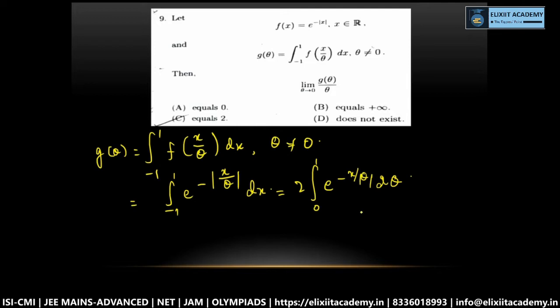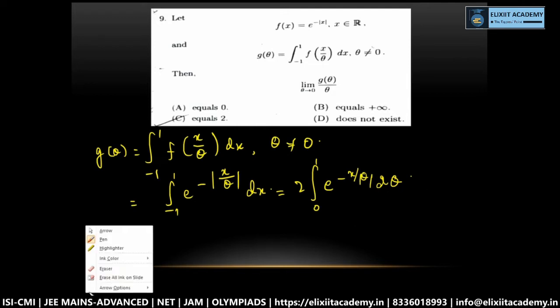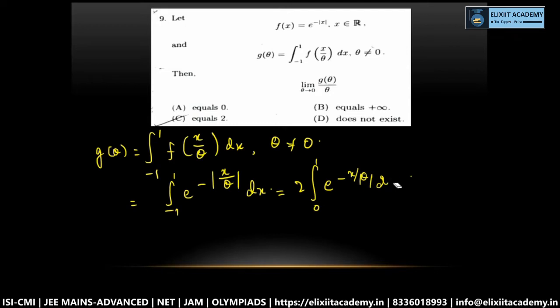Okay, so basically we can simplify. Sorry, this is dx, not d theta. This is with respect to x and not with respect to theta. So basically we are having the integration, going from 0 to 1, of e to the power minus x upon mod theta dx.